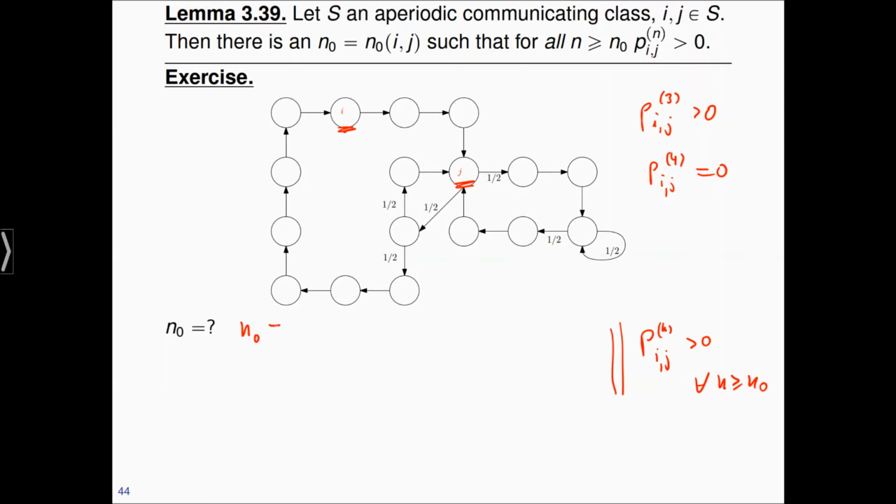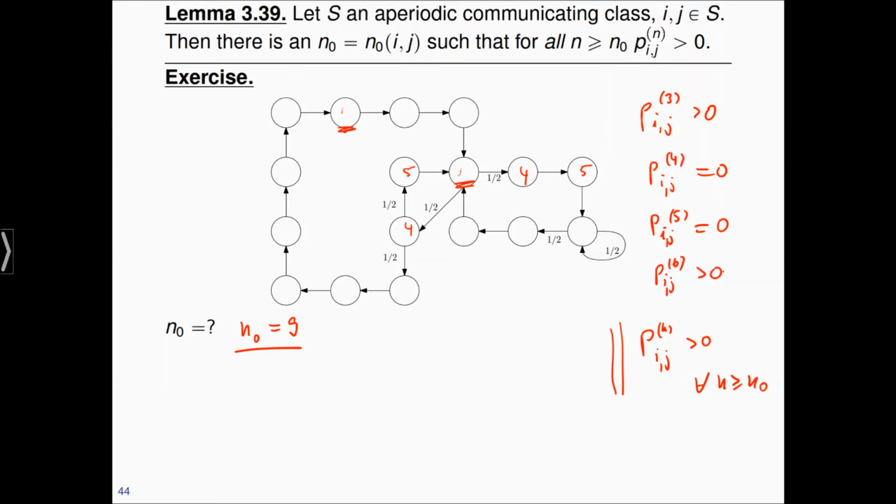In my opinion, n0 should be 9. Let me argue why I think this is the case. First of all, let's take a look at Pij5. After 3 steps you are at j. After 4 steps you can be at either of these places. After 5 steps you can be at this place or at this place. So you cannot be back at j, so Pij5 is also 0. Now after 6 steps you can be back at j, so Pij6 is positive.